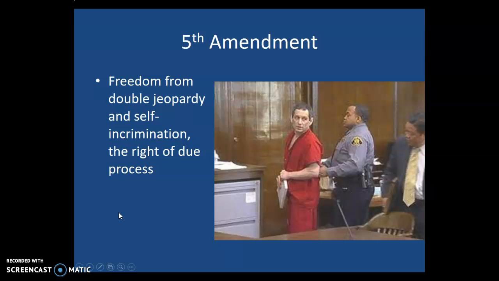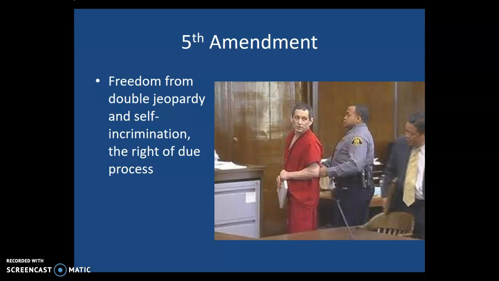Next up is the Fifth Amendment. The Fifth Amendment is probably the longest of the amendments that are embedded in the Bill of Rights. It has several different clauses in there, but basically, if I were to summarize it, it provides you freedom from double jeopardy. In other words, you cannot be tried for the same crime more than once. If you're found innocent or not guilty of a crime, you cannot be tried again for that same crime once you've been found not guilty.